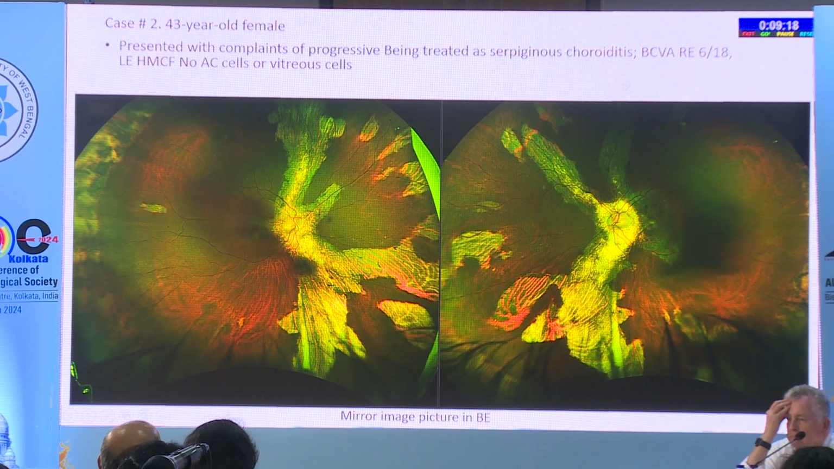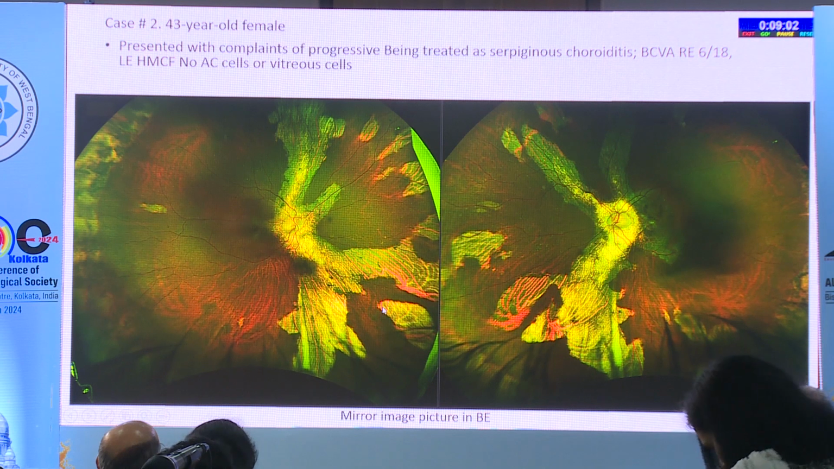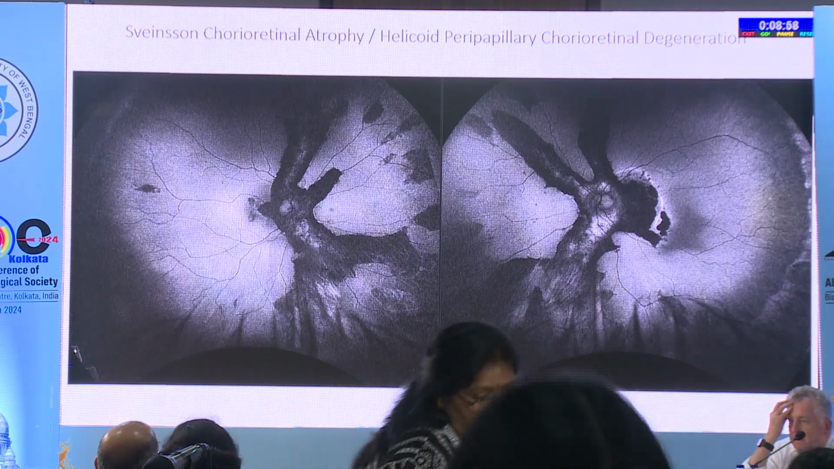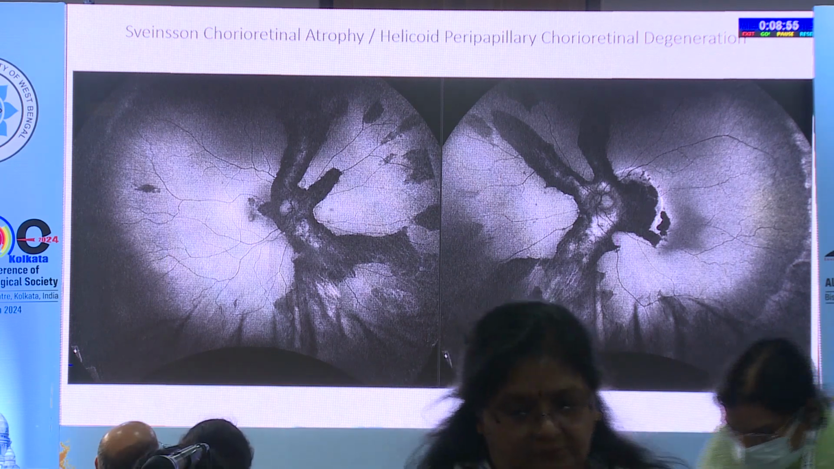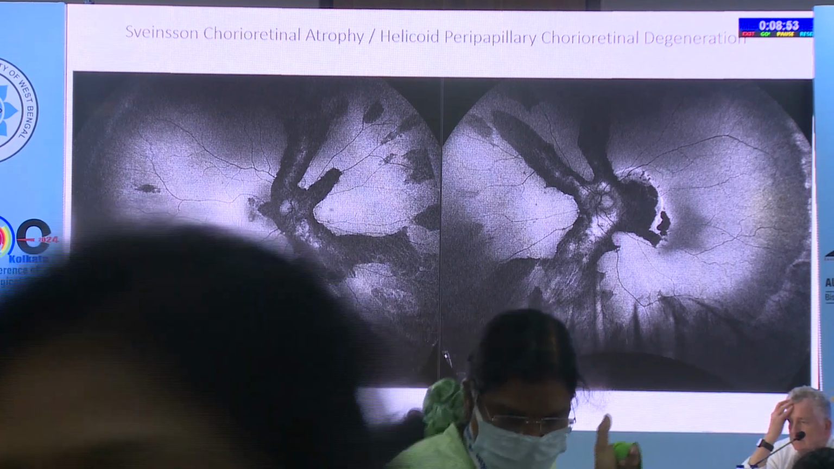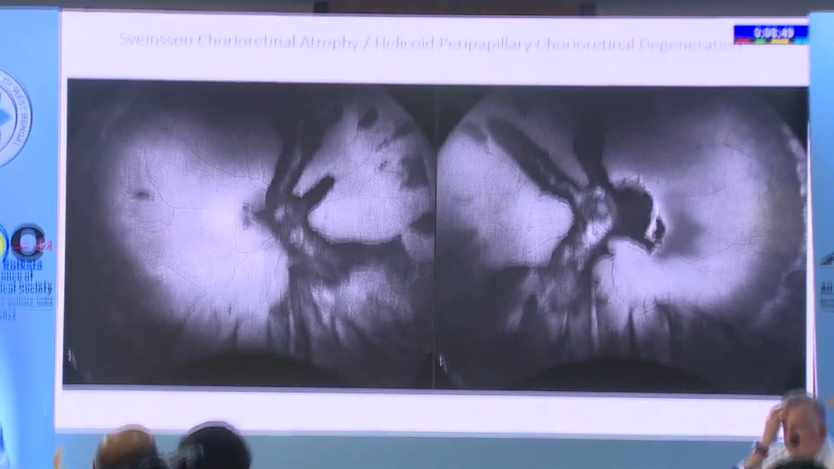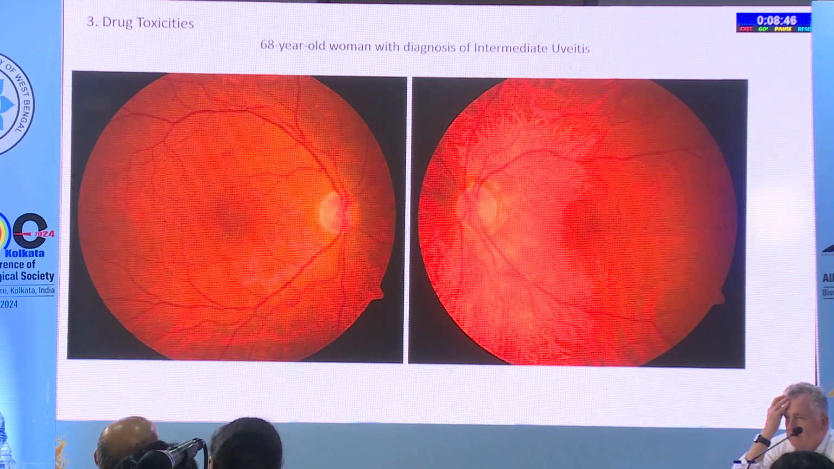Similarly, this is the patient who was diagnosed as serpiginous choroiditis, but serpiginous choroiditis does not present so symmetrical, so flat, with no leading edge, no yellow edge. It's just a flat lesion which is bilaterally symmetrical, and that's how you see it. This is actually helicoid peripapillary chorioretinal degeneration and not serpiginous choroiditis.